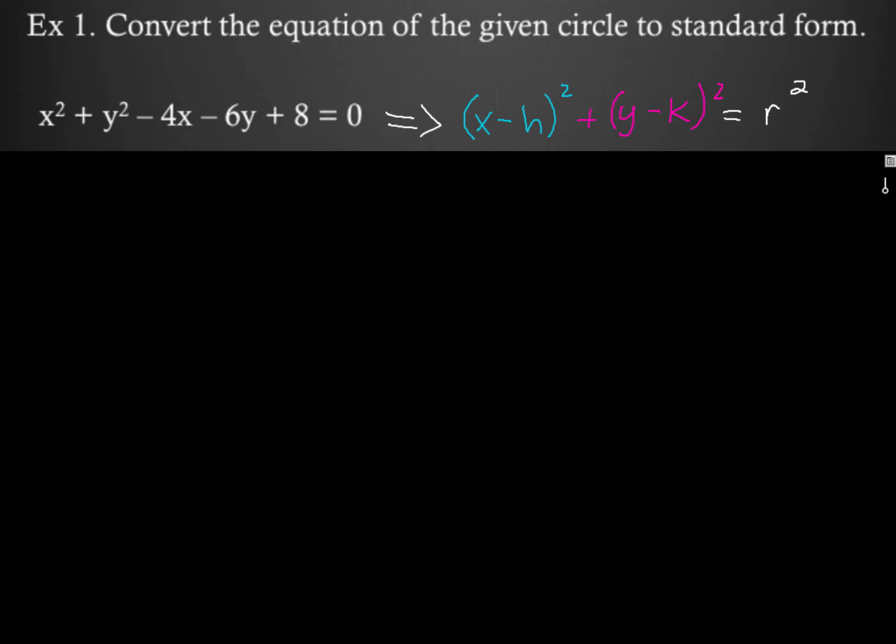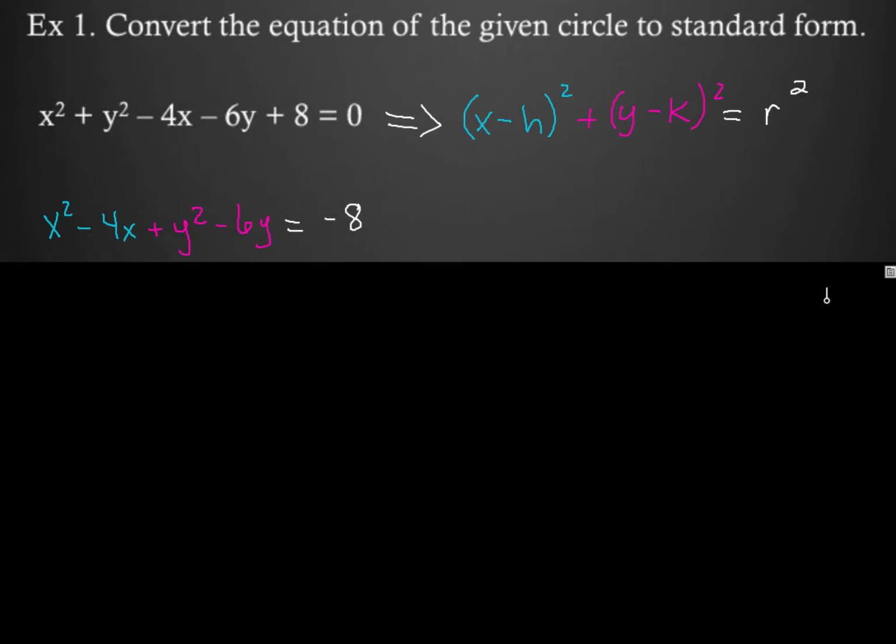But one of the first things that you're going to do, you're going to take your x terms and group them together. You're going to take your y terms and group them together. But then the constant, the 8 in this case, we're going to move that to the other side. So when we do that, that's going to look like this: x squared minus 4x plus y squared minus 6y equals negative 8.